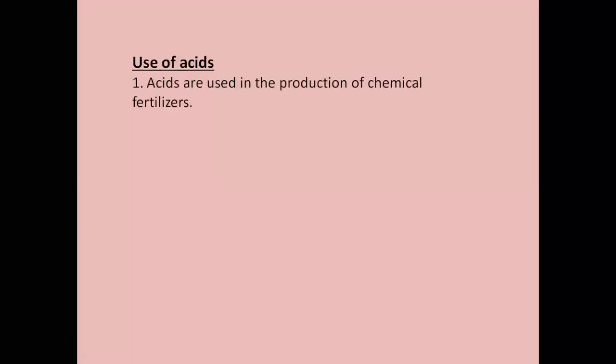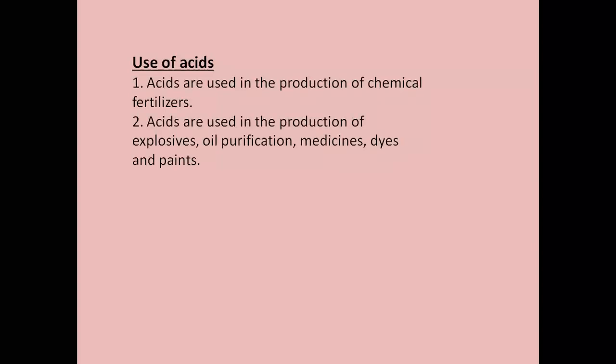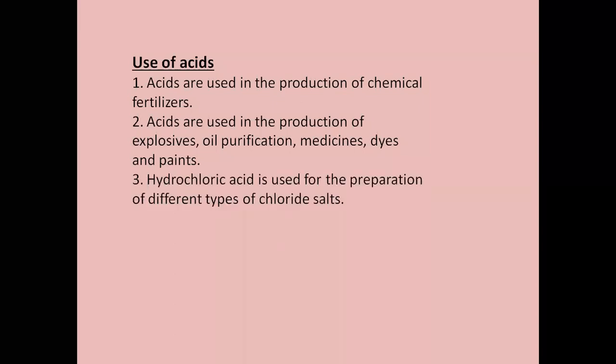Acids are used usually in production of chemical fertilizers. Acids are used in production of explosives, oil purification, medicines, dyes, and paints. Hydrochloric acid is used for the preparation of different types of chloride salts. Sulfuric acid, it is written DIL, which means it's dilute sulfuric acid. I hope we know the difference between dilute and concentrated.